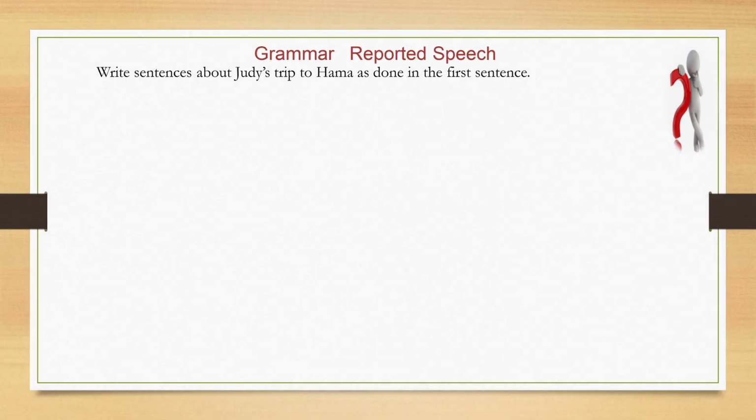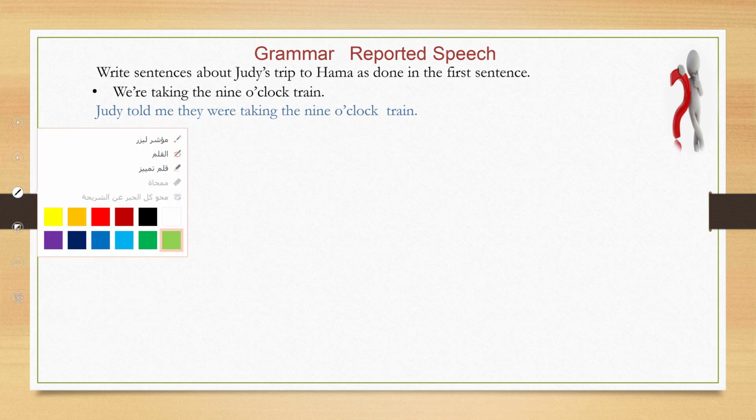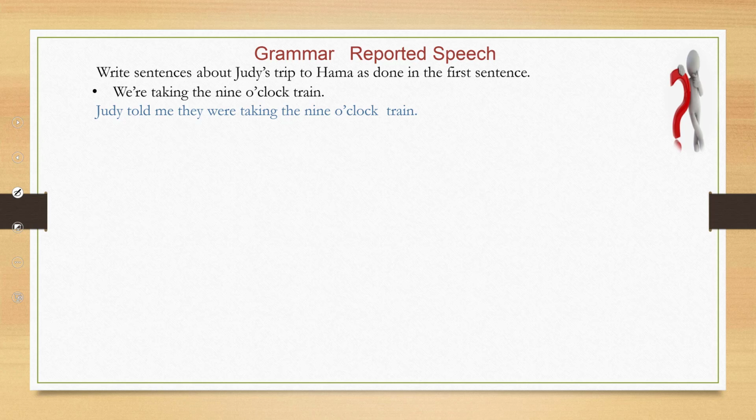Here, look at the example and do the exercises. Write sentences about Judy's trip to Hama as done in the first sentence. We're taking the 9 o'clock train. What changes should we do? Judy told me that we is changed into they. Are is changed into were. Taking the same, the 9 o'clock train.